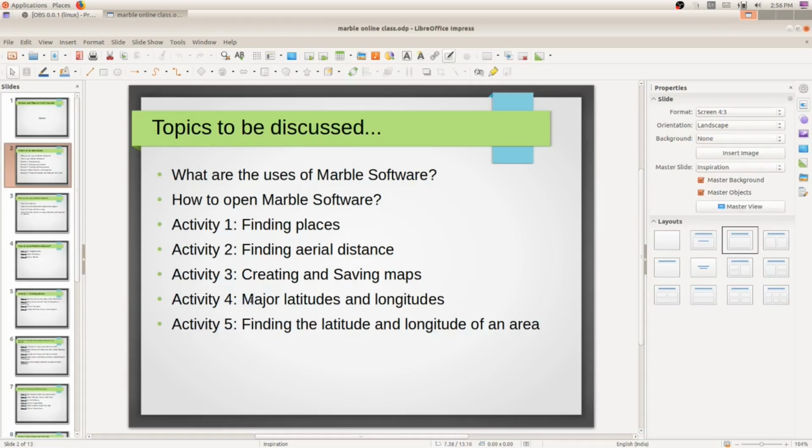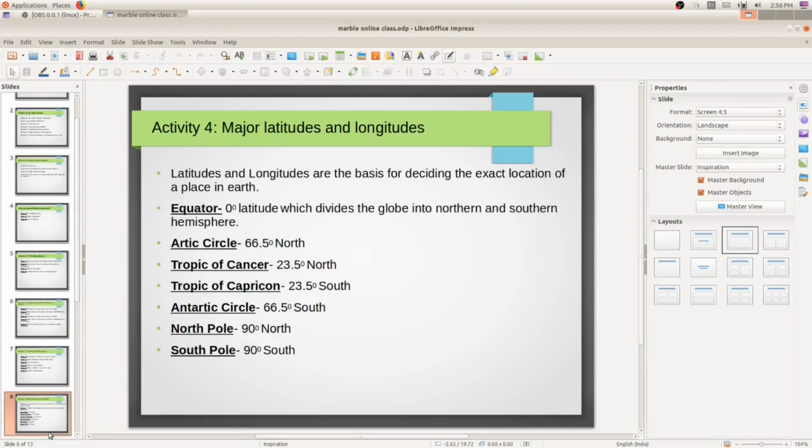Activity 4 is an idea about major latitudes and longitudes, and activity 5 is finding the latitude and longitude of an area. Before that I will give you an idea about what is latitude and what is longitude, and we can do activity 5. So let us move to activity 4. I have written here the major latitudes and longitudes. And what is the first point I have written here?